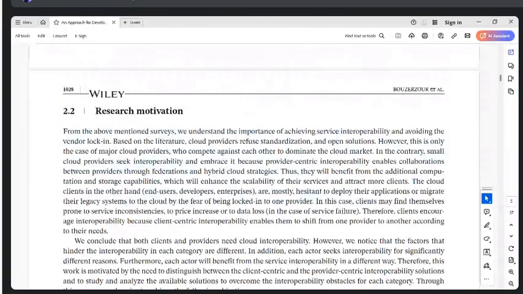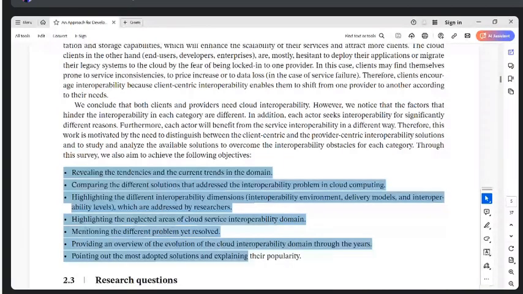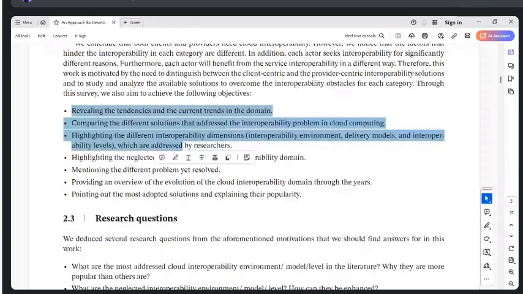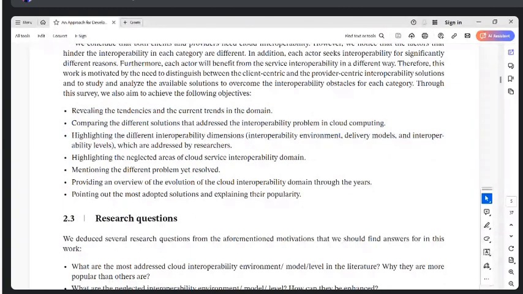So research motivation is like your objectives here. So they have added the objectives here. What are the objectives? Revealing tendencies in the current trends, mentioning different problems which are not solved yet, providing an overview of the evolution of cloud. So you have to tell honestly to the readers why you are taking this topic and what you are trying to solve here.